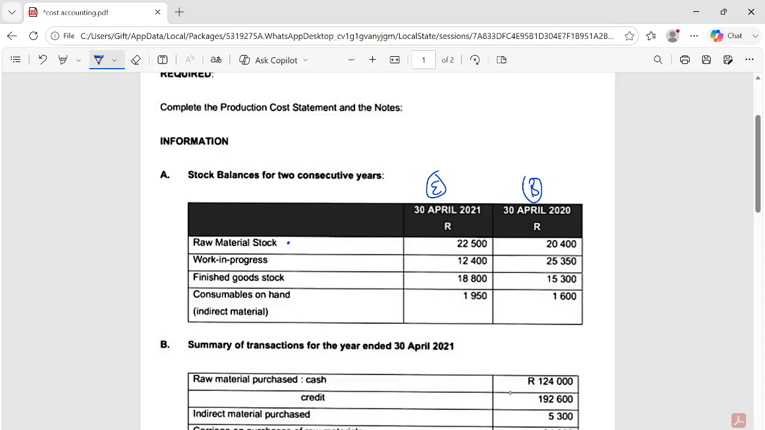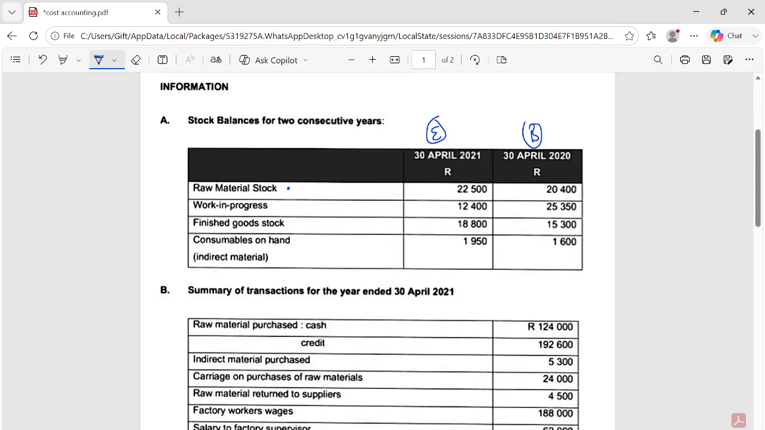You're given raw material, opening and closing balance, right? Those help us do the direct material table. Work in progress account that I was talking about: this is the opening balance, this is the closing balance. Finished goods, opening balance, closing balance. Indirect material that goes to the factory overheads, this is the opening balance and this is the closing balance. If you don't remember, please go back to the video and see what I was talking about right there.